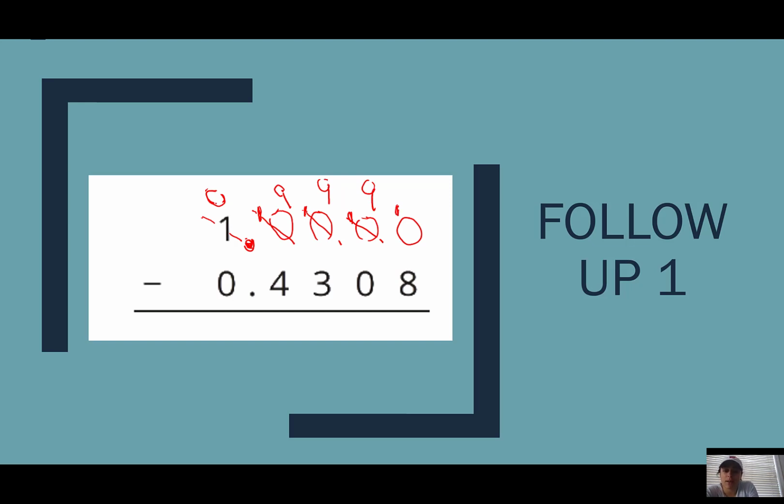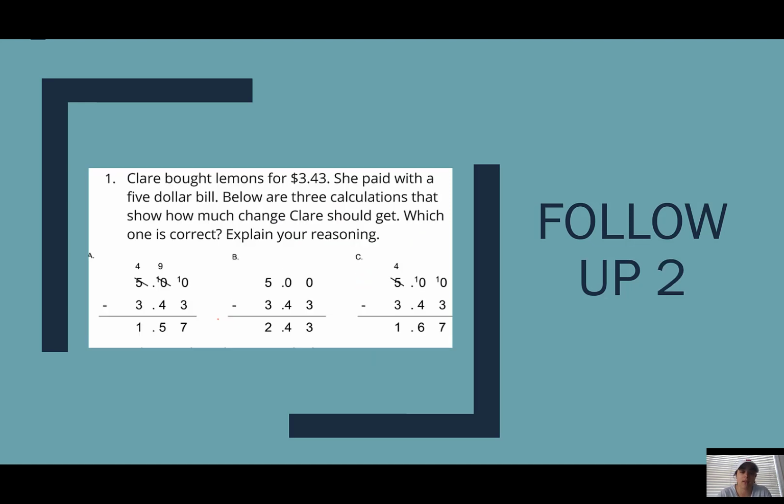Now I can subtract. 10 minus 8 is 2. 9 minus 0 is 9. 9 minus 3 is 6 in the hundredths place. 9 minus 4 is 5. Sorry about that. Just erase this. Put the decimal. And 0 minus 0 is 0. So your answer should be 0 and 5,692 10,000ths.